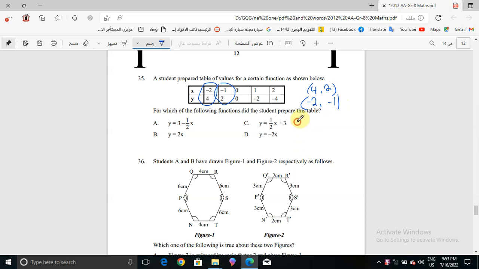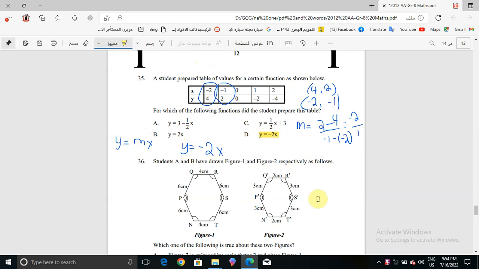Then what we will do here, m, the slope, is equal to what? 2 minus 4 over negative 1 minus negative 2 is equal to what? Negative 2 over 1. So that means we have y is equal to mx. That means y, in place of m we'll put negative 2, negative 2x. So that means choice D is the correct answer. Let's have y is equal to negative 2x.